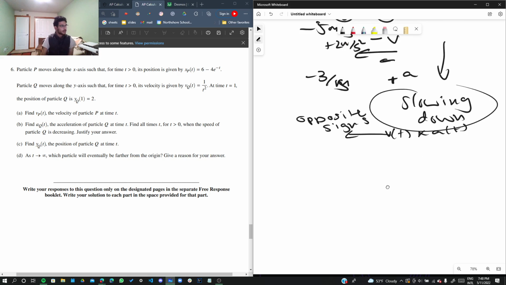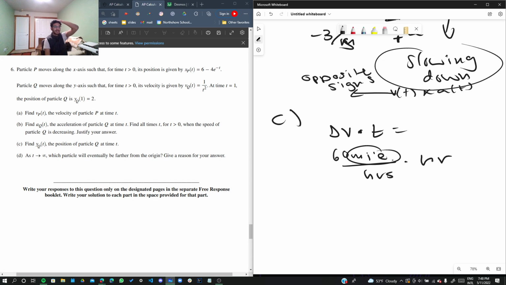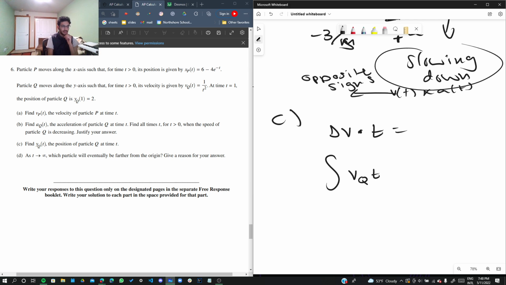All right, C. Find yq of t, the position of particle q at time t. Okay, so now this is integration, right? So the change in velocity times time, right? Like at the very beginning of this lesson, 60 miles an hour multiplied by some sort of time, you're going to get the actual distance that you travel. So here the integral of velocity is position, because the change in position is multiplied by some sort of time, which is our dt, right? So it's our vq of t multiplied by dt. Remember, these two are multiplied to each other, and then these are summed together in an integral, right?